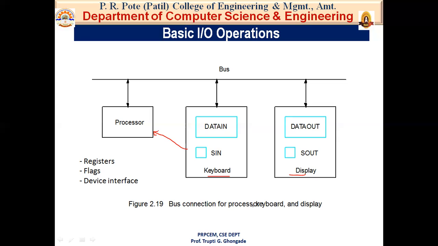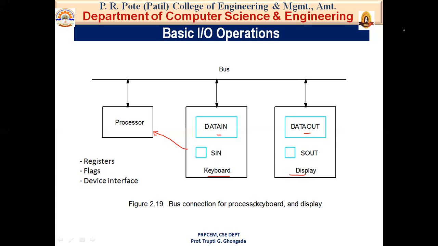So you can see in this diagram, data in and data out. As I told you in some previous lectures, for I/O transfer we use some predefined syntax. We have discussed register transfer notation and assembly language notations. For I/O transfer we use two predefined names, that is data in and data out.